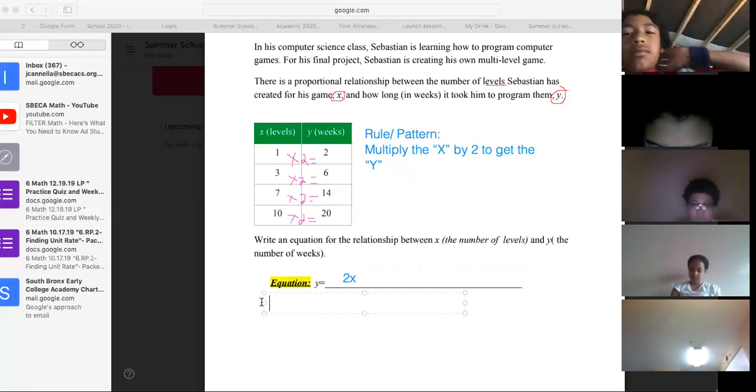Taris is going to help us out. All right, Taris, we have Y equals 2X. The X is 1. What's 2 times 1, Taris? 2. Is 2 equal to 2? Is the Y 2? Yes. All right, let's do the next one.